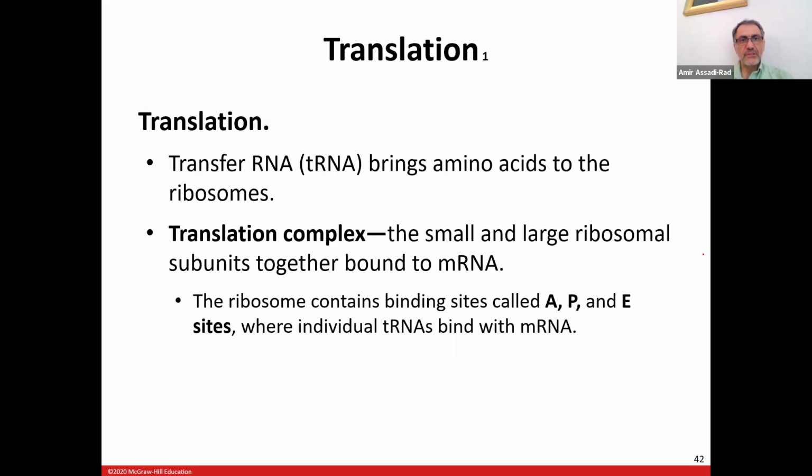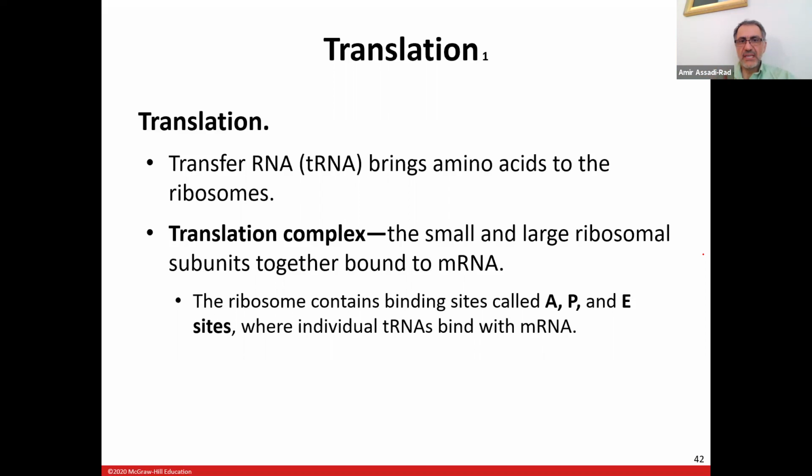Translation complex. So the next step after transcription, and you learned about splicing and so on and so forth. Now we are getting into the cytoplasm, and in the cytoplasm of the cell, translation is occurring. Transcription occurs in the nucleus. Translation occurs in the cytoplasm. So the RNA brings amino acids to the ribosomes. And you remember a ribosome has a large unit and a small unit. The translation complex is the small and large ribosomal subunits together, bound to mRNA.